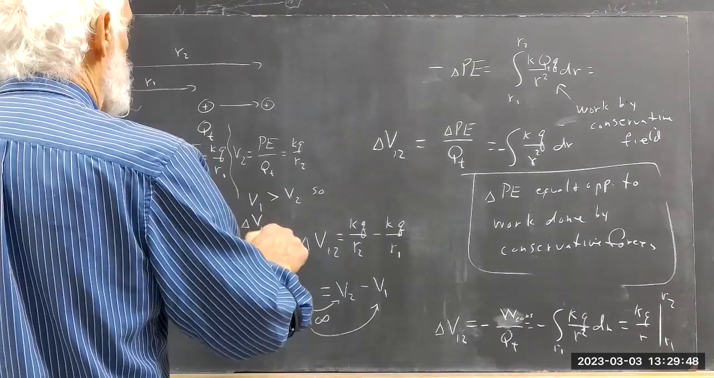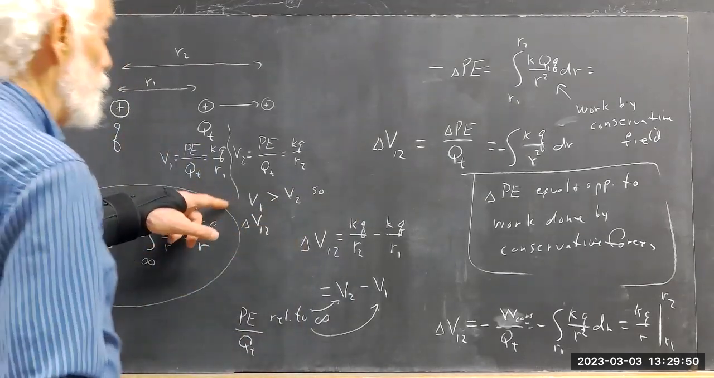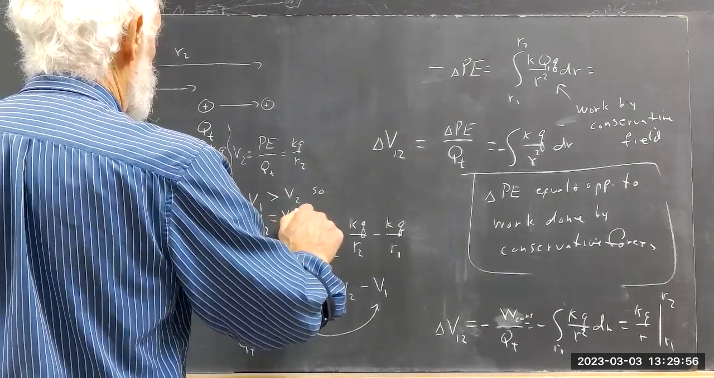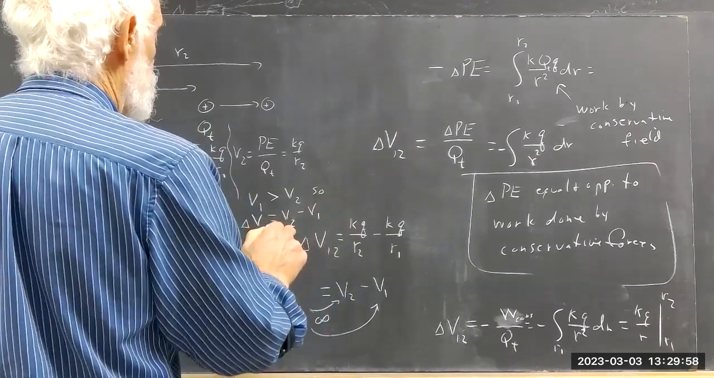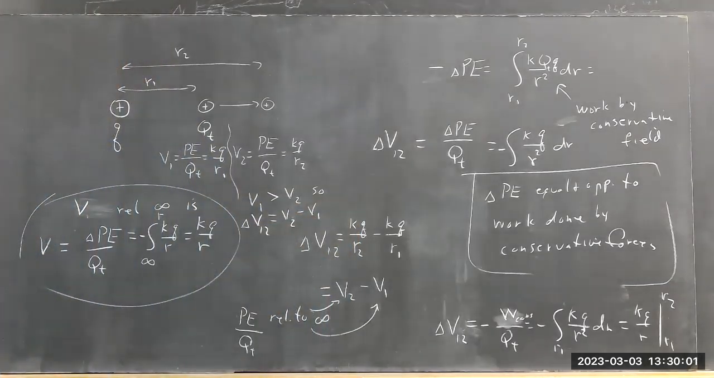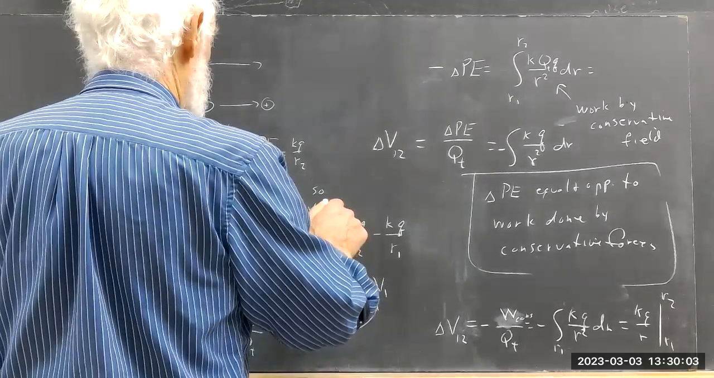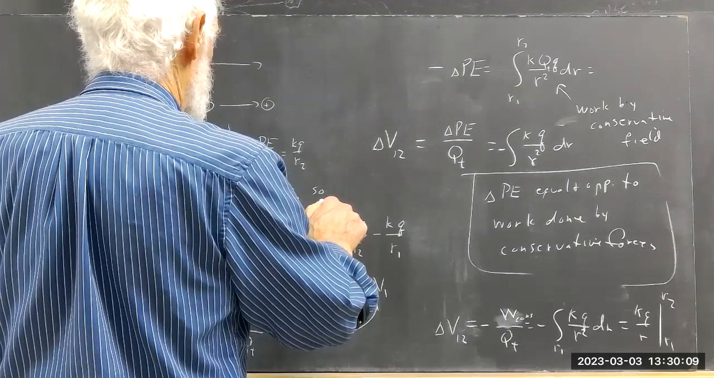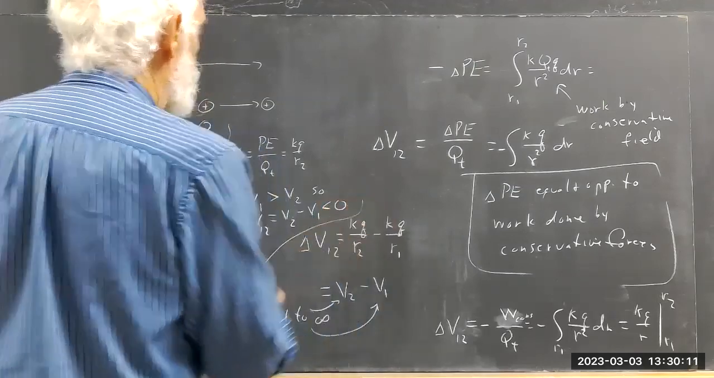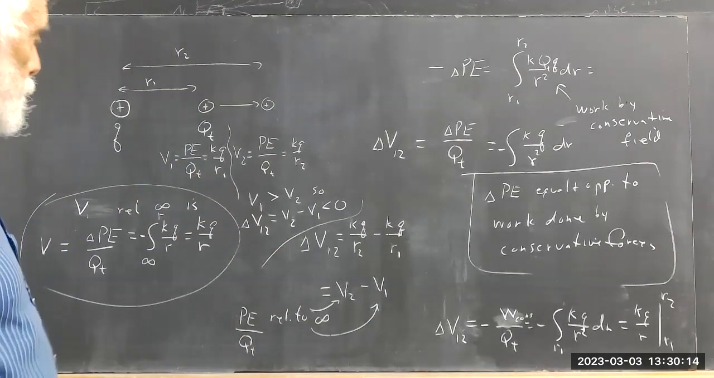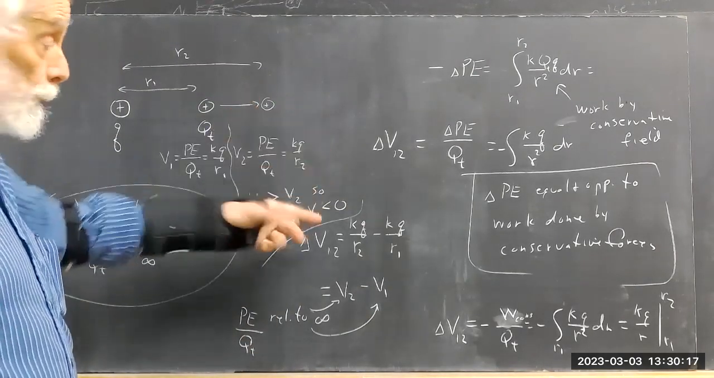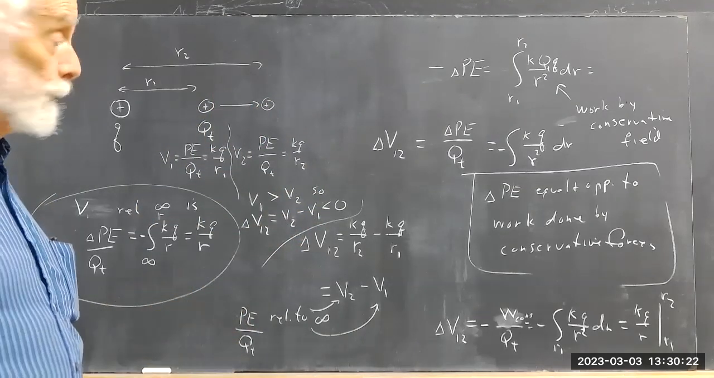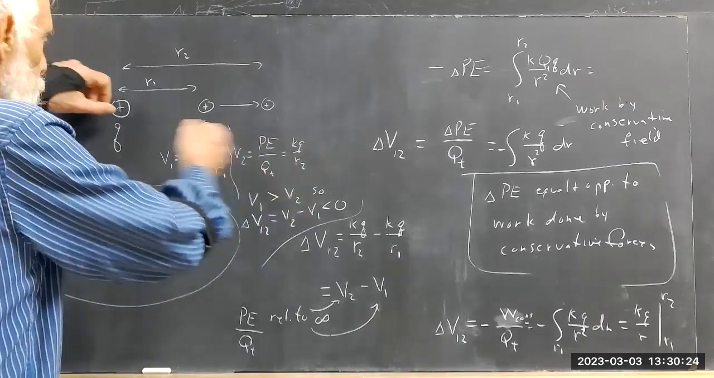The change in potential from position 1 to position 2 is the potential you have when you end minus the potential you have when you begin. And that is negative, because V1 is bigger than V2. Now, you can do all kinds of things with symbols, and then the intuition is, okay, we're closer.